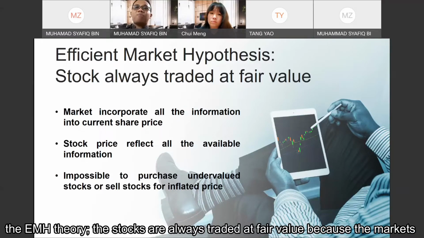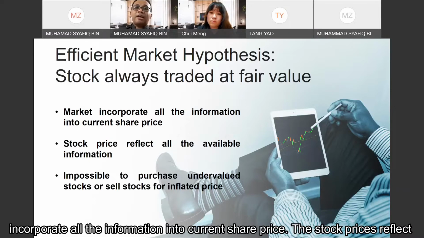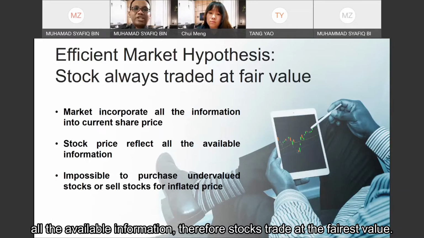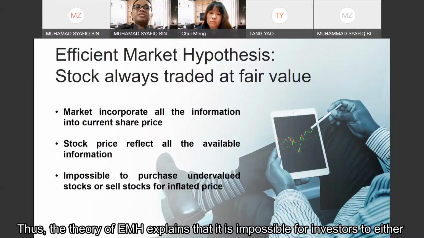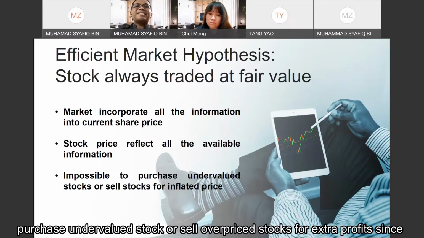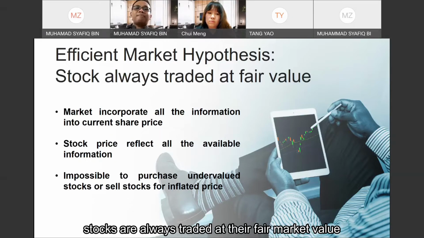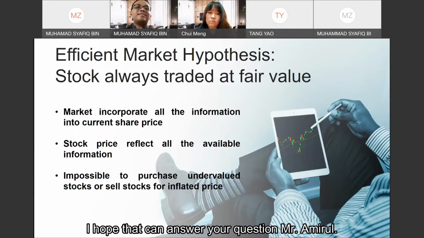Based on the efficient market hypothesis theory, stocks are always traded at fair value because the market incorporates all the information into the current share price. The stock price reflects all the available information, therefore stocks trade at the fairest value. Thus, the theory explains that it is impossible for investors to either purchase undervalued stock or sell overpriced stock for extra profit, since stocks are always traded at their fair market value. I hope that can answer your question, Mr.